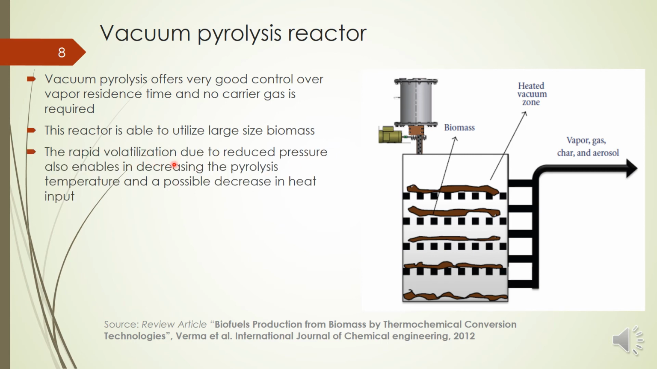And also there is rapid volatilization due to the reduced pressure. We are passing the biomass through a reduced pressure region, so it will help in rapid volatilization, and therefore the heat input will be very less. That is the advantage of this vacuum pyrolysis. We are supplying biomass in a region where the pressure is very less, so the volatile components are easily volatilized, and the pyrolysis temperature required is less, hence the heat input also is very less.